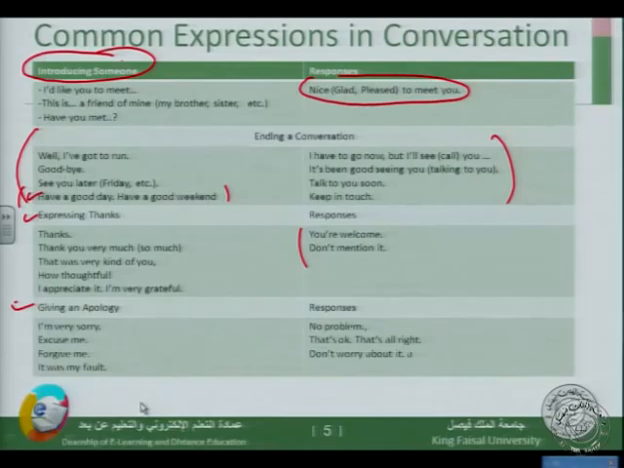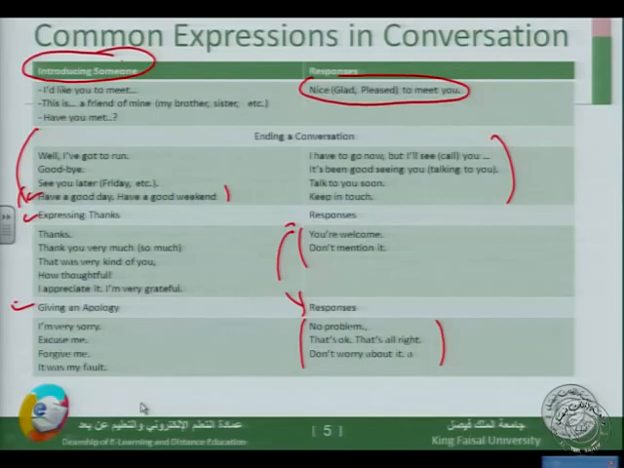Finally, we have talked about how to give an apology. How to apologize. I'm very sorry, excuse me, forgive me, it was my fault. So the responses should be: no problem, that's okay, that's all right, and don't worry about it. So do not mix these responses with these, okay? You need to be careful.